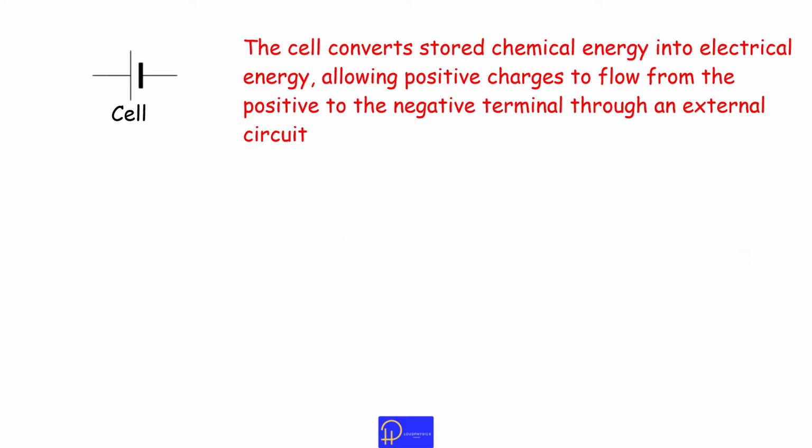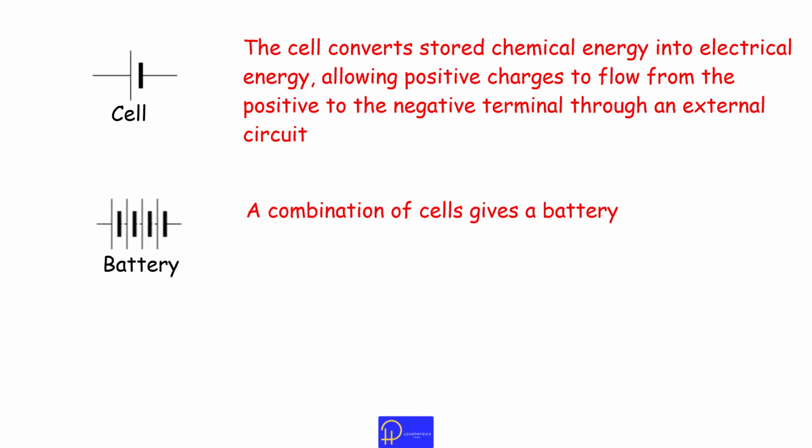1. The cell. This converts stored chemical energy into electrical energy, allowing positive charges to flow from the positive to the negative terminal through an external circuit. A combination of cells gives a battery. Later on, we'll find out that this kind of combination is series.